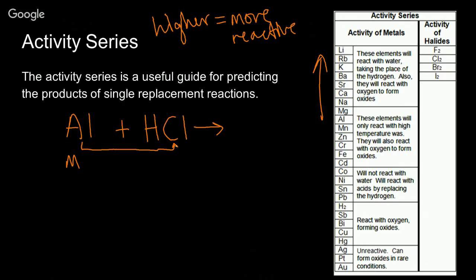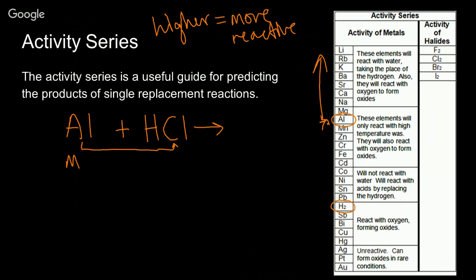Well, we need to identify where each of them are on the list. So we find aluminum right here compared to hydrogen, which is down below. The fact that aluminum is higher up on the list than hydrogen means it's a more active metal, or more reactive. And so this reaction does work, and aluminum will replace the H.